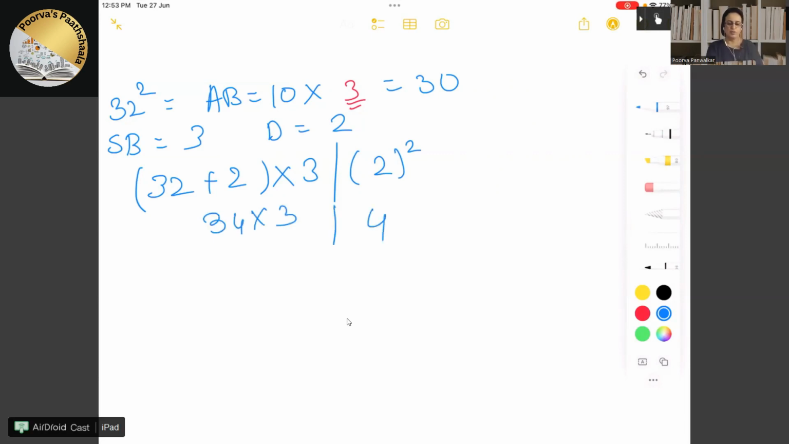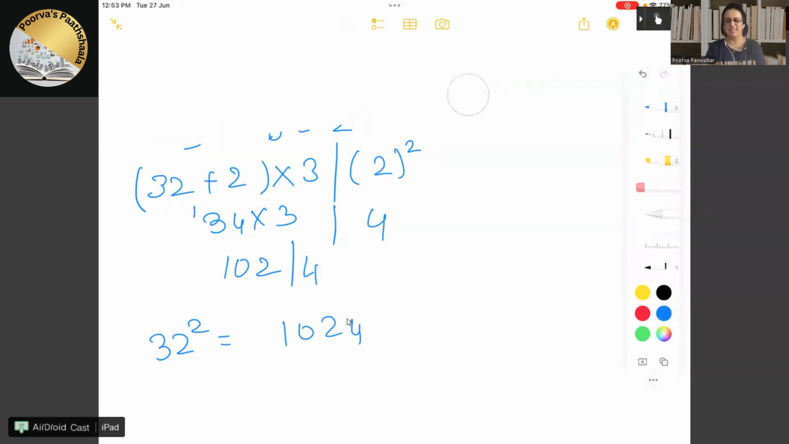Now 34 into 3 is 102, and this is 4. So my square of 32 is 1024. Wasn't that very quick? So thanks to Vedic mathematics, which has increased my speed of calculation tremendously. I really wish I knew this back when I was studying in school.